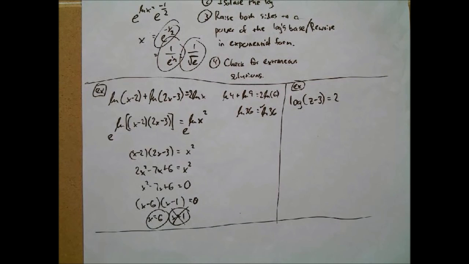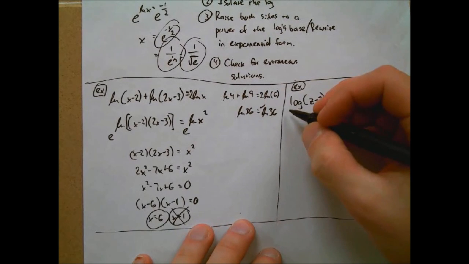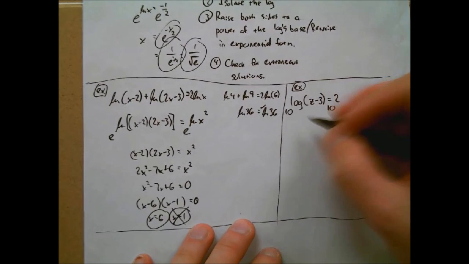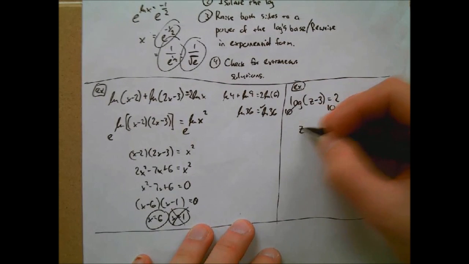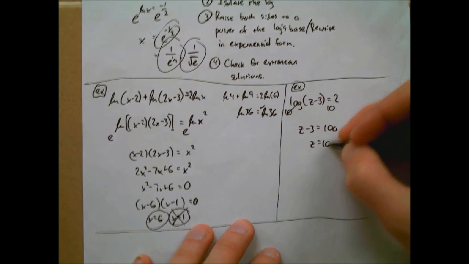So what do we do here to simplify things? Yep, we're doing exponential. And our base for our exponential is going to be what? 10. So 10 to the left-hand side, 10 to the right-hand side. Those are going to cancel out. We're left with z minus 3 equals 100. So z is 103.